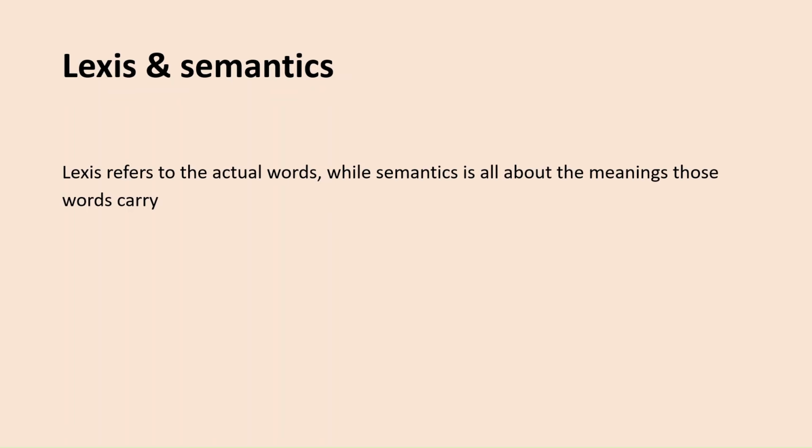Now let's move on to lexis and semantics. This area focuses on vocabulary used in historical texts and how meanings have changed over time. Lexis refers to the actual words, while semantics is all about the meanings those words carry, and meanings can shift a lot across centuries.